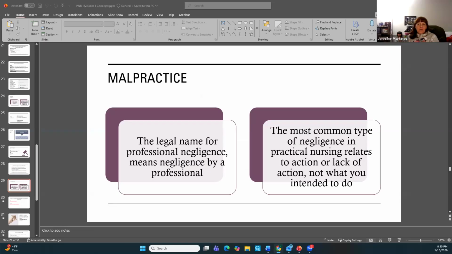Malpractice. Malpractice is the legal name for professional negligence. It just means negligence by a professional. So nurses are professionals, LPN, LVN, doesn't matter. The most common type of negligence in practical nursing relates to action or lack of action, not what you intended to do. So again, that's your active commission, your active omission.